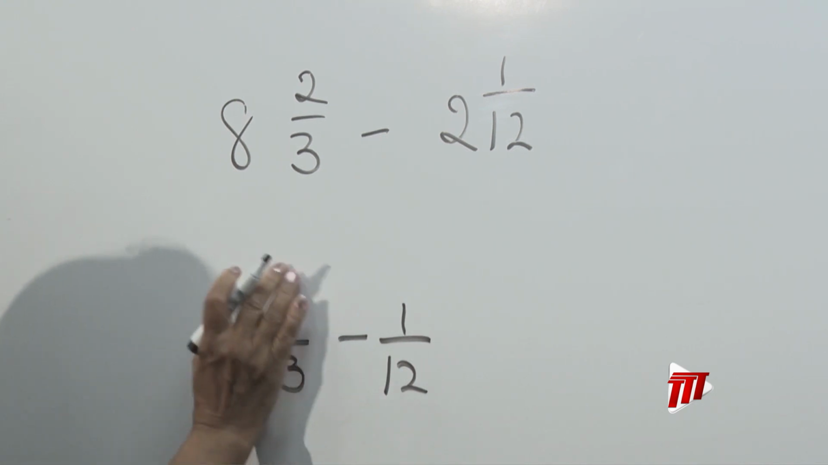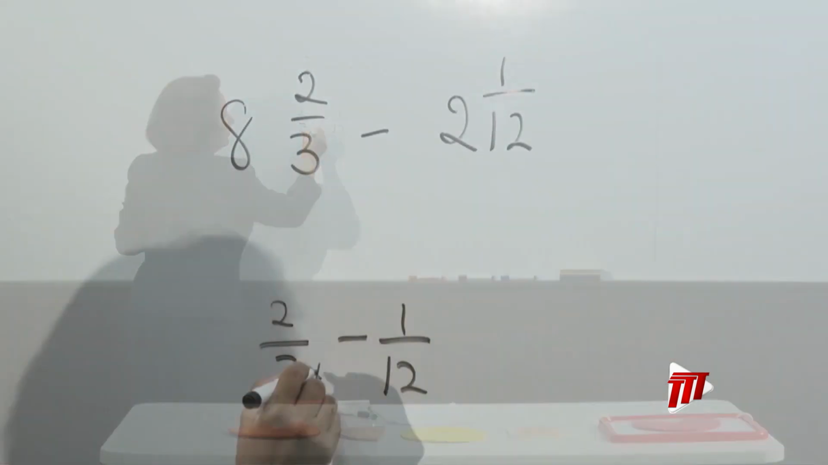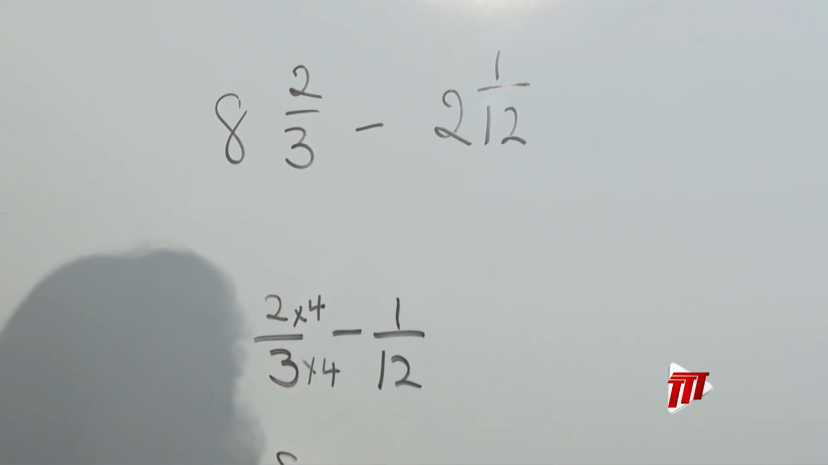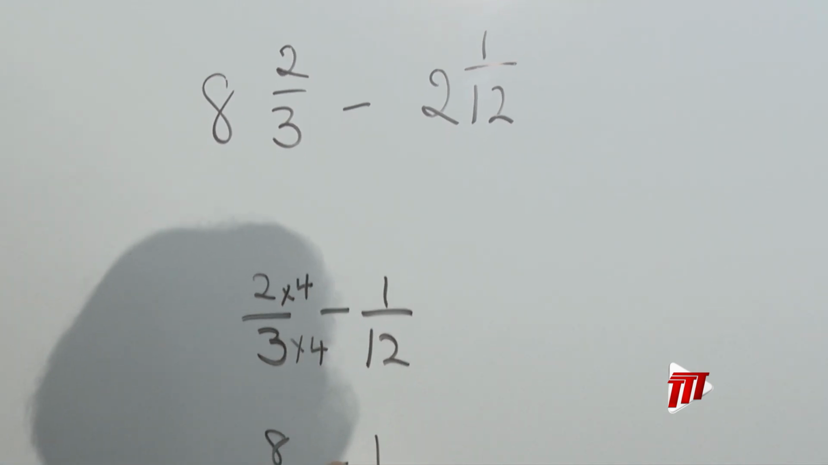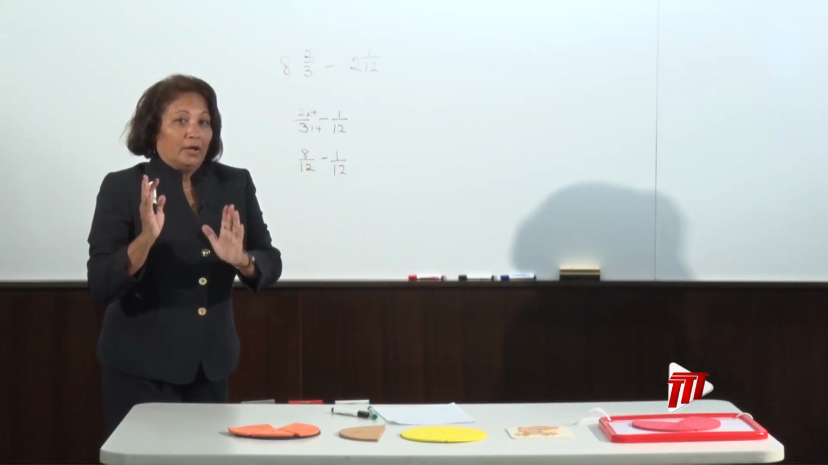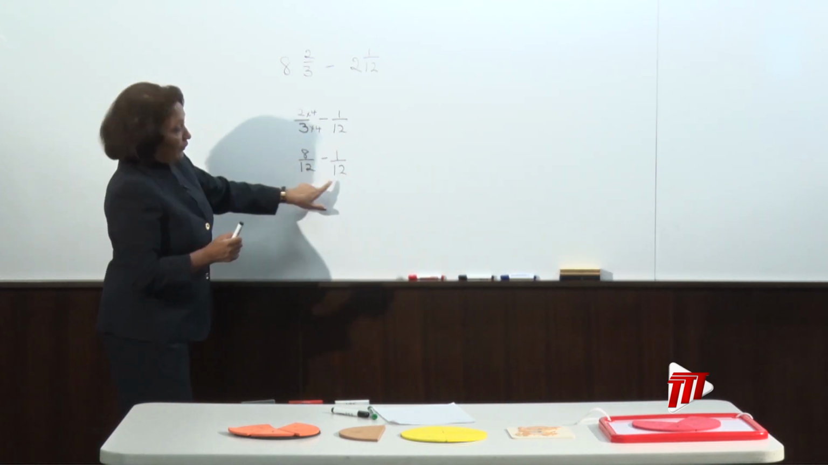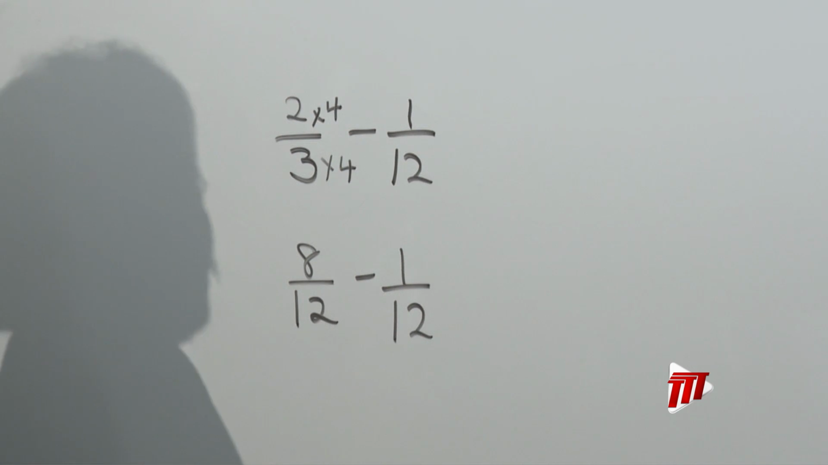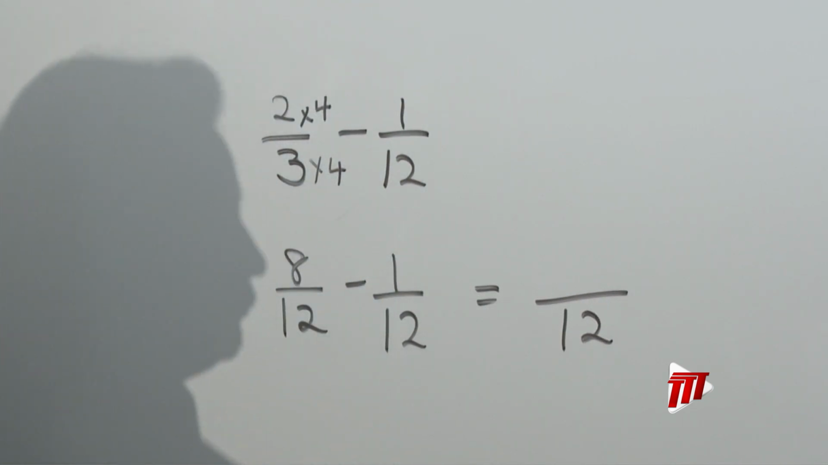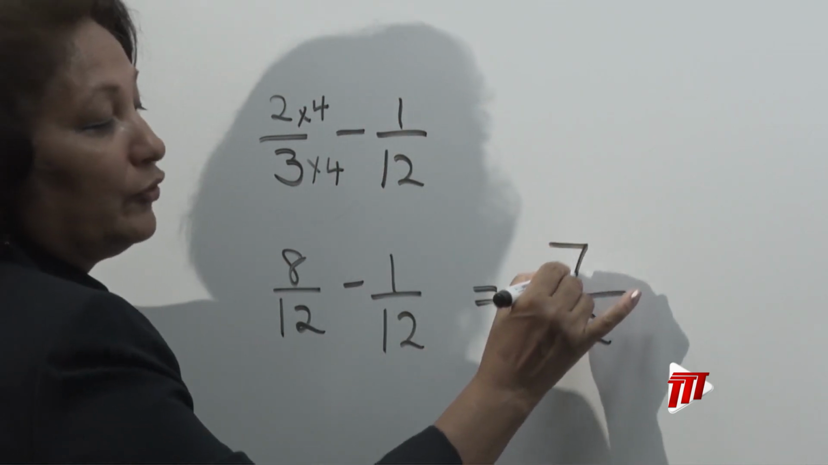So I could change this into 12ths by multiplying the denominator by 4, multiplying the numerator by 4. So it becomes 8/12 minus 1/12. Check again. Are the denominators the same? The denominators are in fact the same. So this minus this would give me some number of 12s. So I retain my denominator of 12. The numerator would be the difference of these two. So I have 7 12ths.